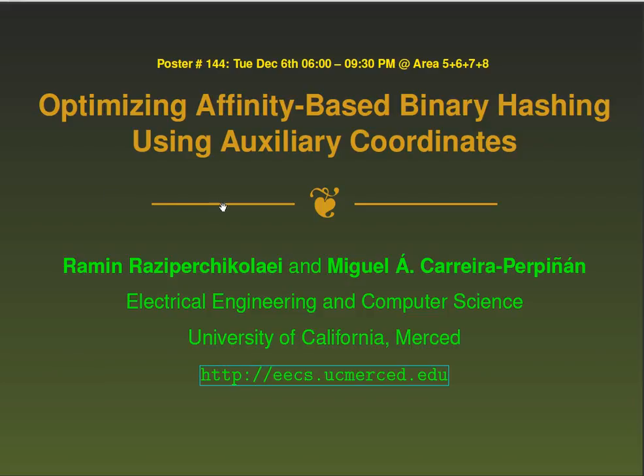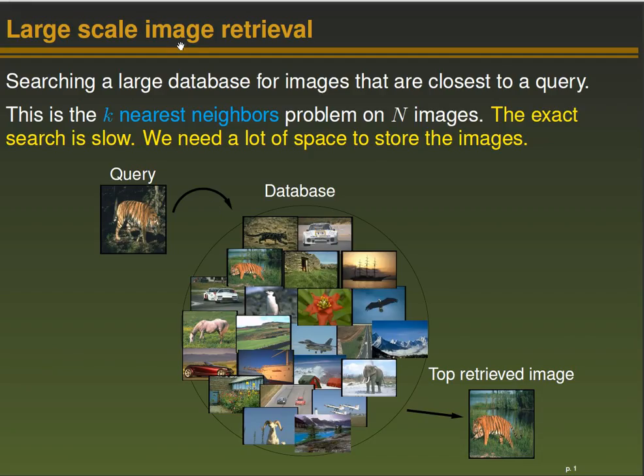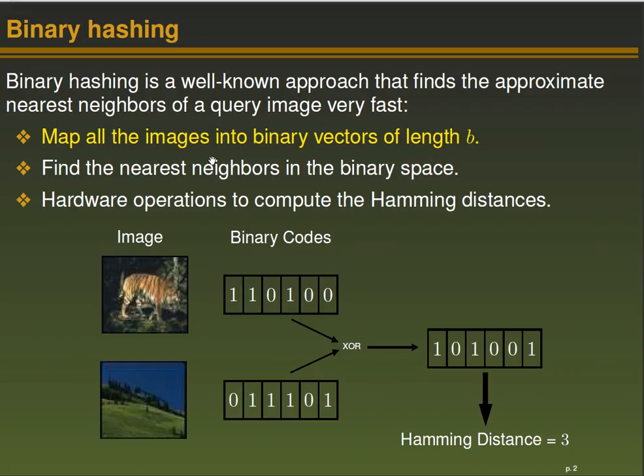Binary hashing is a useful approach in retrieval tasks. In large-scale image retrieval problems, we are interested in the k-nearest neighbors of a query image among the images inside the database. The exact search is very slow, and that's why we need binary hashing. Binary hashing is a well-known approach that finds the approximate nearest neighbors of a query image very fast.